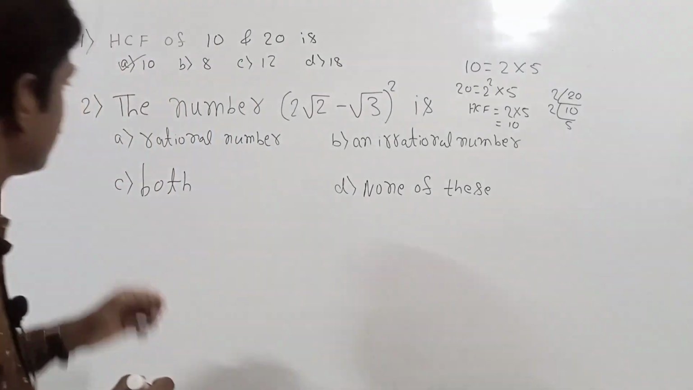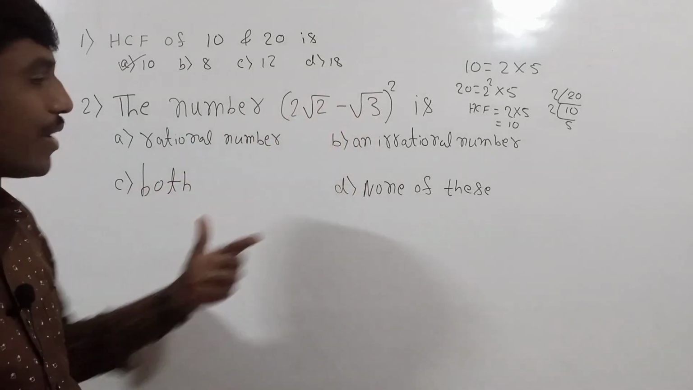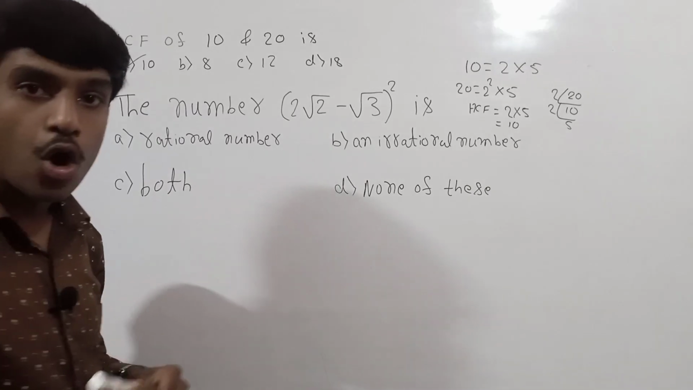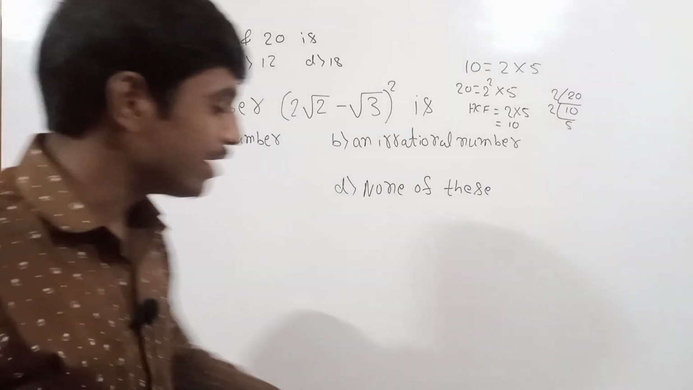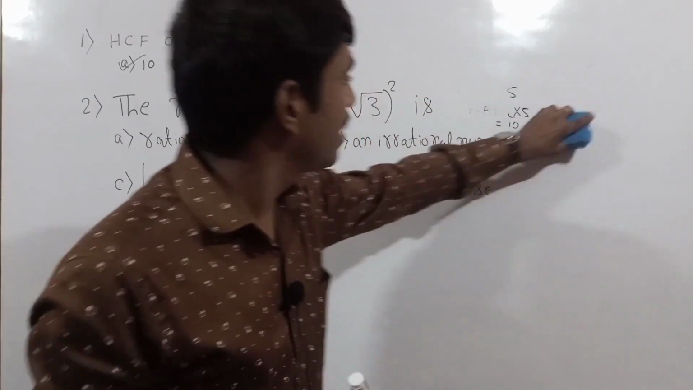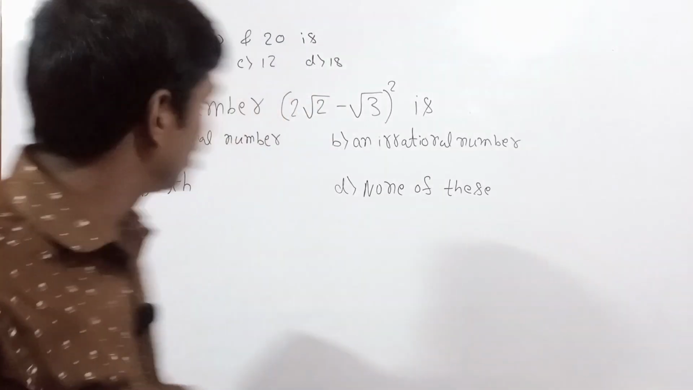The next question is: the number (2 root 2 minus root 3) whole square is what? Whether it is a rational number, an irrational number, both, or none of these. This is what we need to find. When you get a question like this, you should know that when you multiply a rational number with an irrational number, you will get an irrational number.